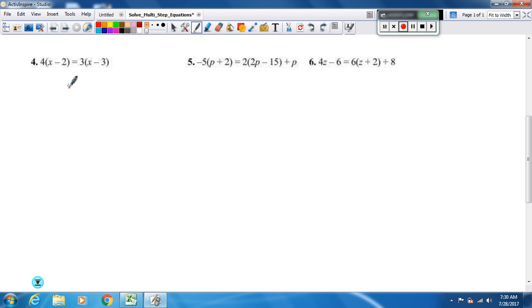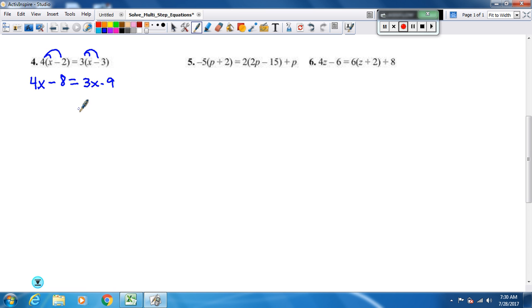Okay, this has 2 sets of parentheses. You just work from left to right and knock them out one at a time. So 4 times x is 4x. 4 times negative 2 is negative 8. Bring down the equal. 3 times x is 3x. 3 times negative 3 is negative 9.